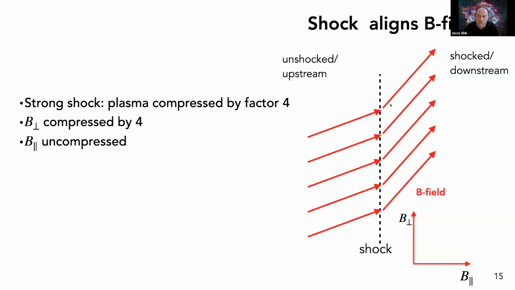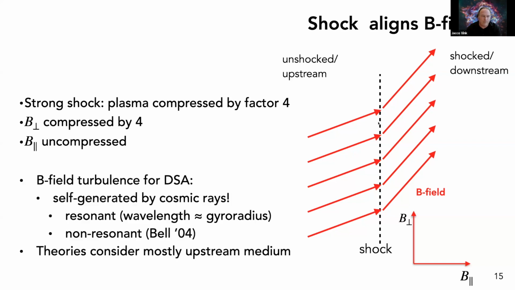So naively, what you expect for your synchrotron radiation, if there's not too much turbulence, is that your magnetic fields are tangential. So basically, they align with the shock. Of course, DSA interferes with that. For DSA, what you need is magnetic field turbulence. It's self-generated by the cosmic rays.